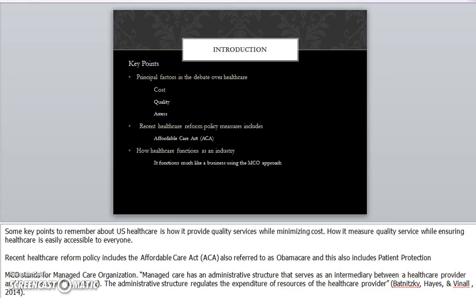Healthcare functions as an industry. It functions much like a business using the MCO approach. MCO stands for Managed Care Organization. Managed care has an administrative structure that serves as the intermediary between a healthcare provider and the consumer, which is the patient. The administrative structure regulates the expenditure of resources of the healthcare provider.